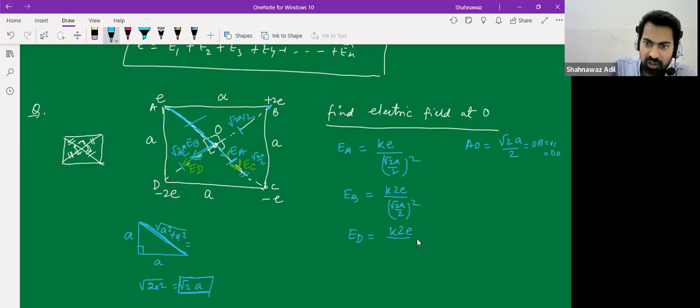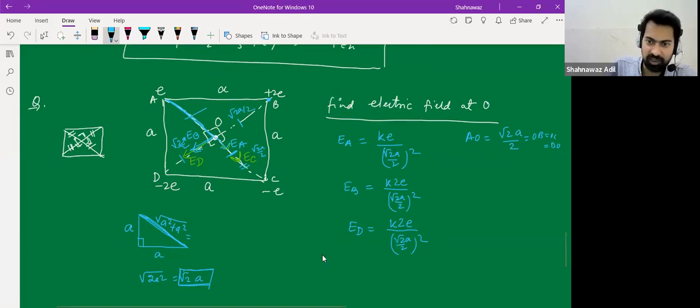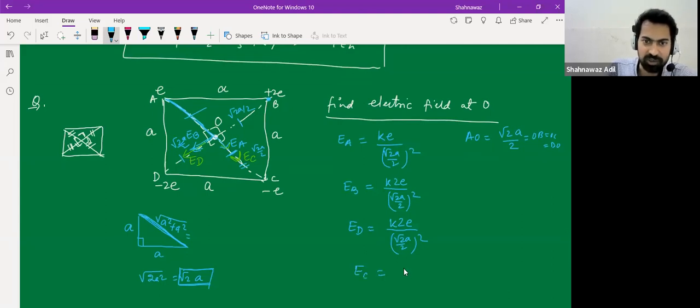K2E, 2 by root 2a by 2 square. Yes, correct. And then the last one is left. So EC, right? EC would be how much? Due to this charge. KE by root 2a by 2 square. Yes, absolutely right. So this we know.